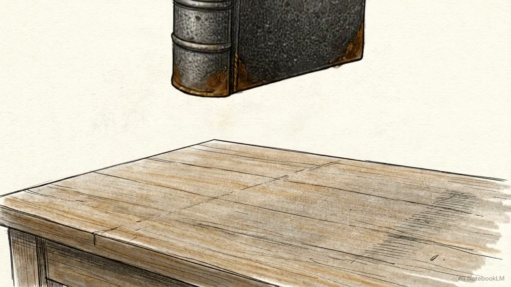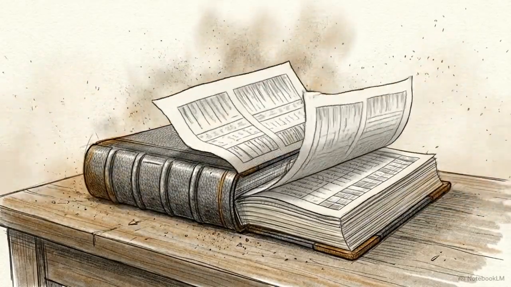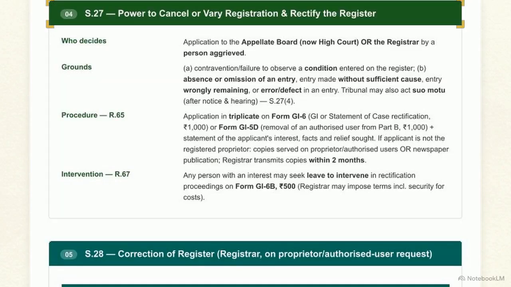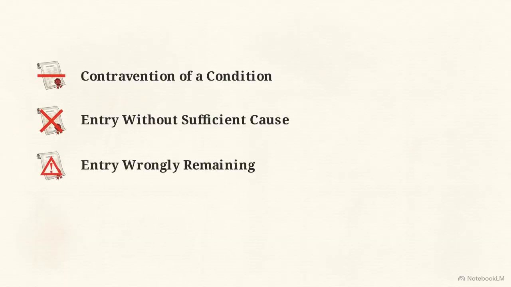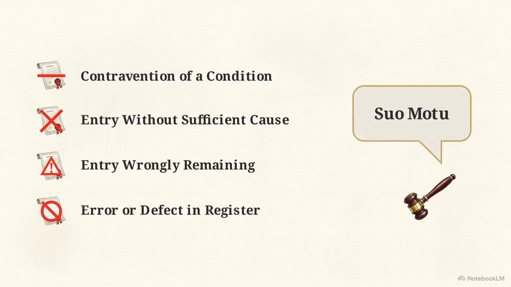And now we move from the life cycle of a registration to surgical operations on the register itself. Section 27 provides the power to cancel, vary, or rectify an entry. An aggrieved person can apply for this to the registrar or the High Court. Grounds for rectification include contravening a condition, an entry made without sufficient cause, an entry wrongly remaining, or a defect in the record. The tribunal can also act suo motu, on its own motion, after giving notice.